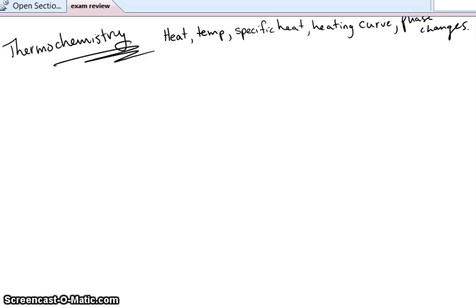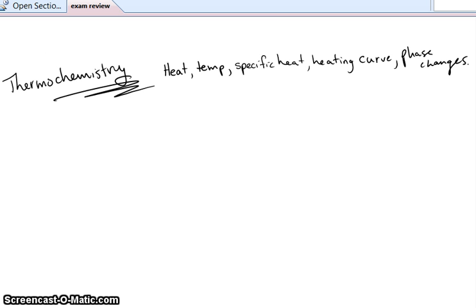Cool? Okay. Speaking of brownies and cake mixes, let's talk about thermochemistry. You can see a list of topics I wrote myself so I wouldn't forget anything. And let's just dive right in. First I'm going to start with a couple little definitions. Heat is the flow of energy. It's very important you understand heat is flow of energy due to difference in temperature.